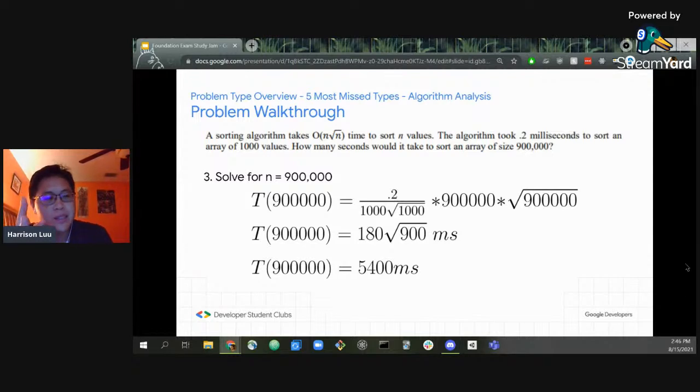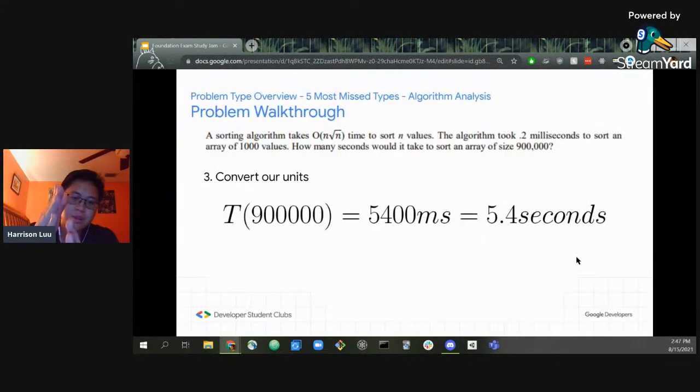Now, pay attention to the unit there. That's given in milliseconds, and then you want to convert that to seconds. You're going to have to memorize this part. A millisecond is a thousandth of a second. And then you just move the decimal point over 1, 2, 3, and you get 5.4 seconds.